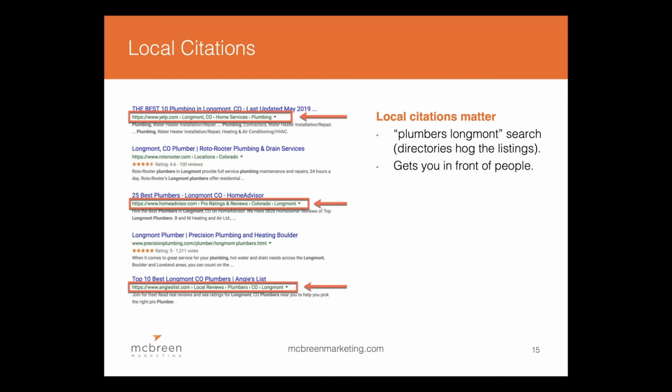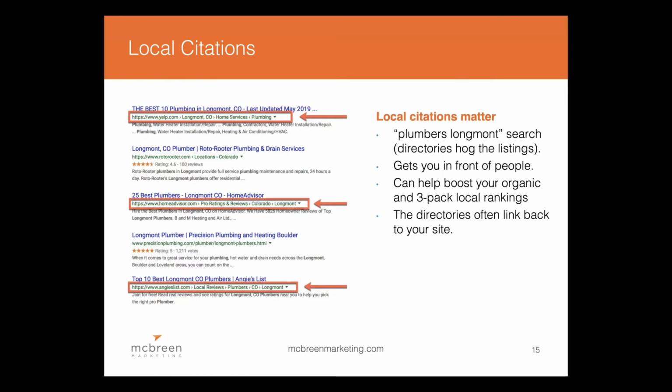So it gets you in front of people. It's not just important for SEO, but these are popular properties online. And if you're listed on them, that's going to be good for you. And it's one other thing that can help boost your organic rankings and your local pack or 3-pack rankings. And the other thing is, some of these directories actually link back to your website. I mentioned at the beginning, having sites linked to your website is a ranking factor. It's a local ranking factor. So if you have even a few citations linking back to your site, hey, it's better than nothing. And it's something that a lot of businesses are not doing.